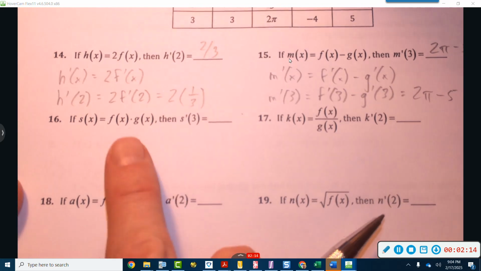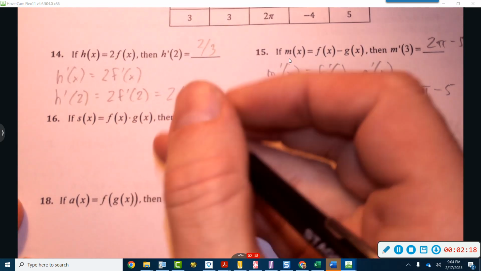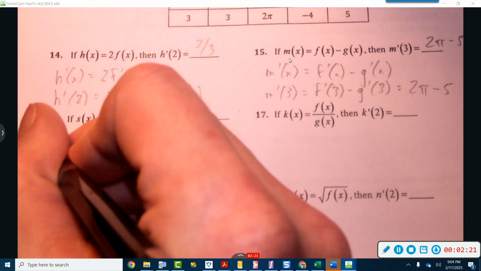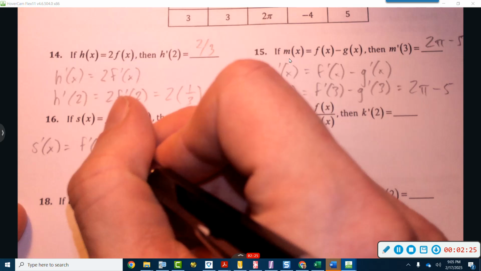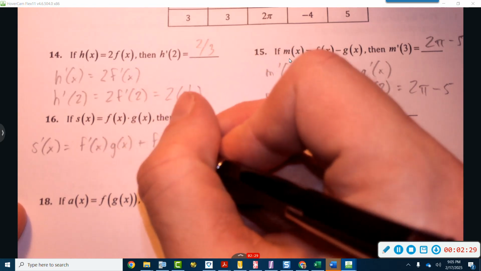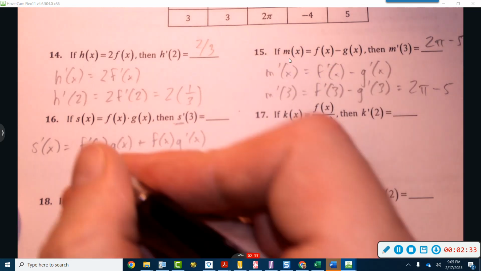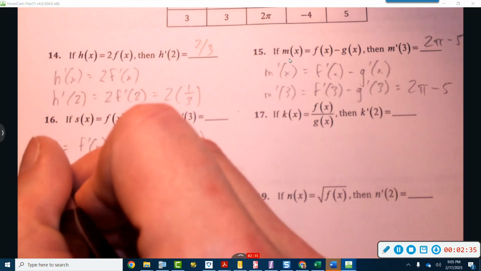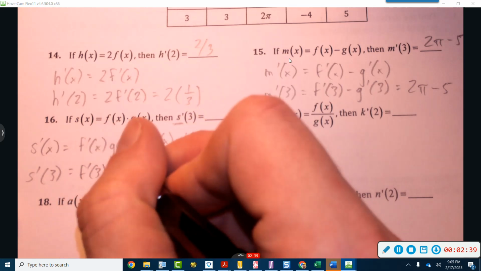Okay, so now we got two functions being multiplied to each other. So if I want the derivative of s, I got to take the derivative of the first guy, not the second, plus, don't take the derivative of the first guy, but take the derivative of the second. That's the product rule. So if I want s prime of 3, it looks like I've got this action going right here.